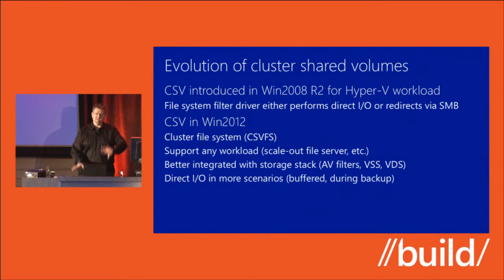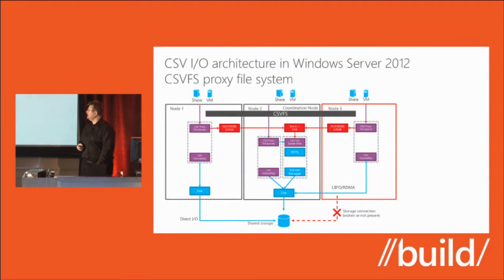So CSV in 2012 has actually been completely written from scratch. And we did a lot of innovation, and a lot of it we did to make sure we had better interoperability with ISVs. So here's a picture of what the CSV architecture looks like now in 2012.